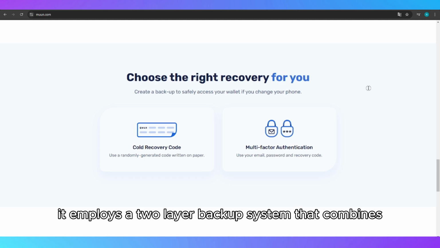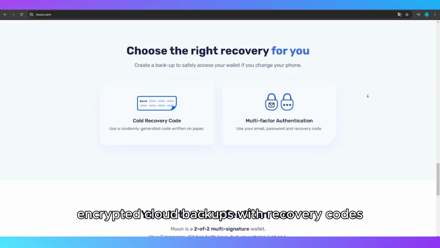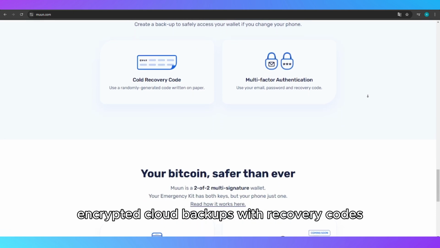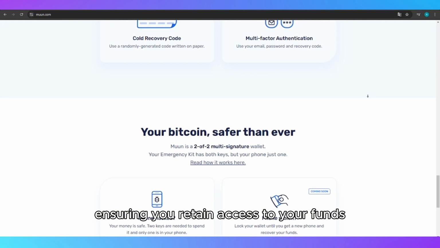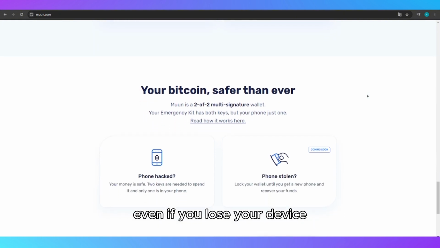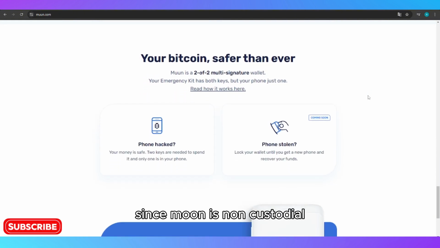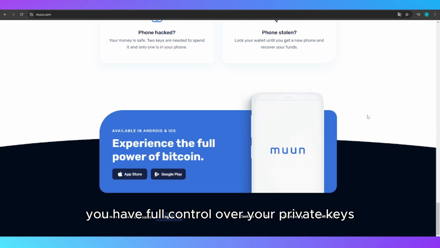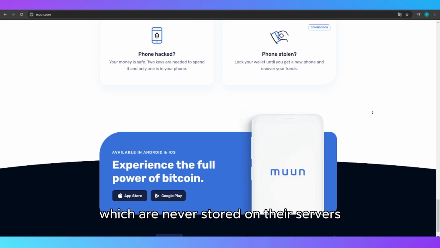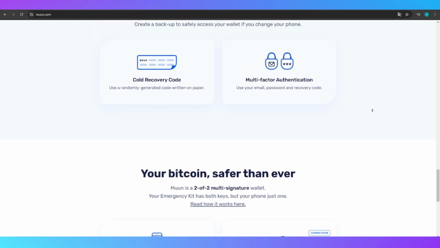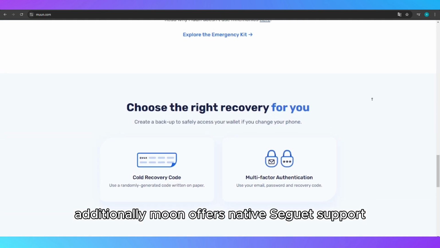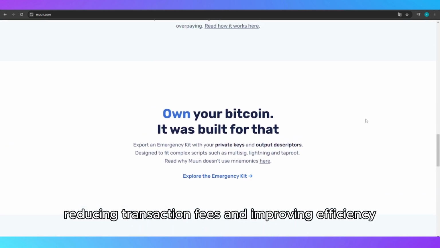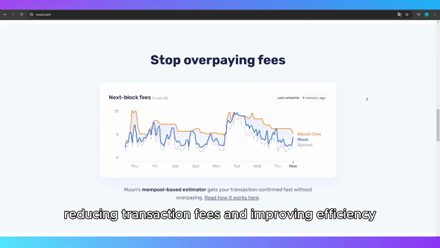Security is a top priority for Muun. It employs a two-layer backup system that combines encrypted cloud backups with recovery codes, ensuring you retain access to your funds even if you lose your device. Since Muun is non-custodial, you have full control over your private keys, which are never stored on their servers. Additionally, Muun offers native SegWit support, reducing transaction fees and improving efficiency.